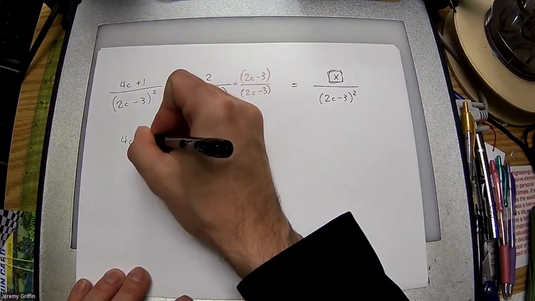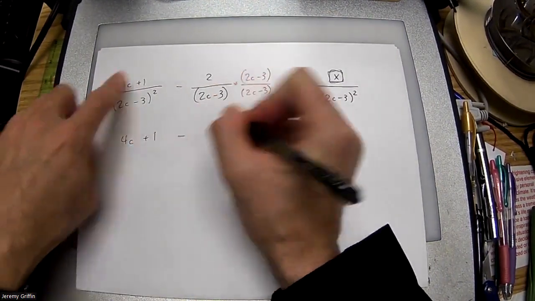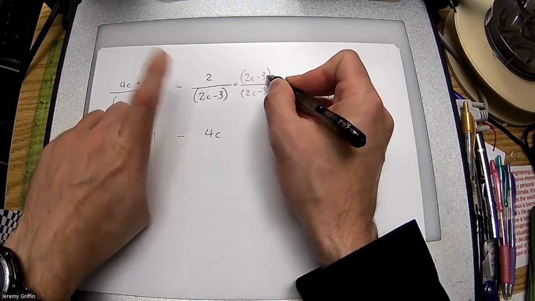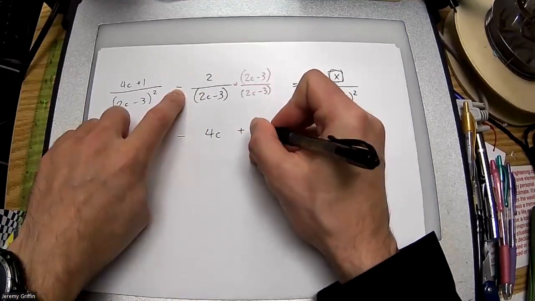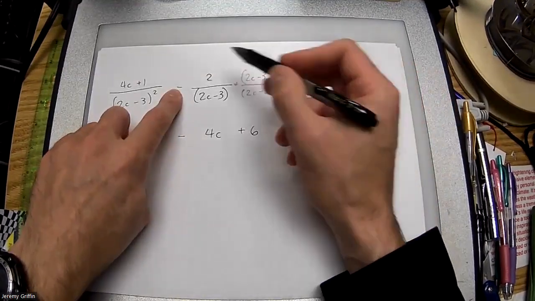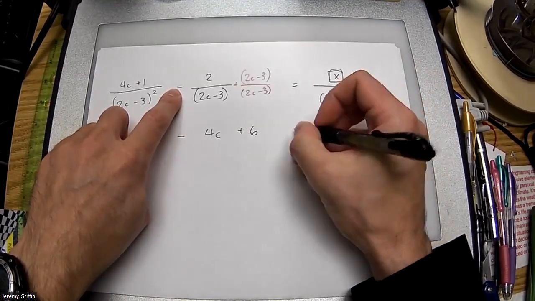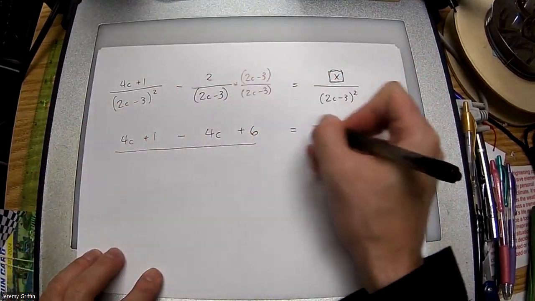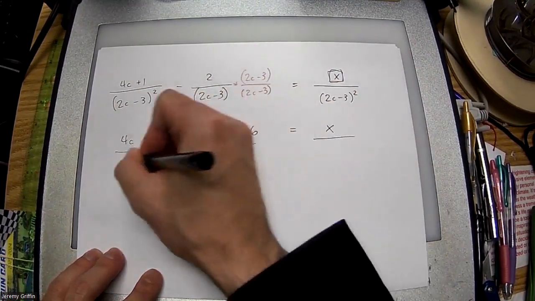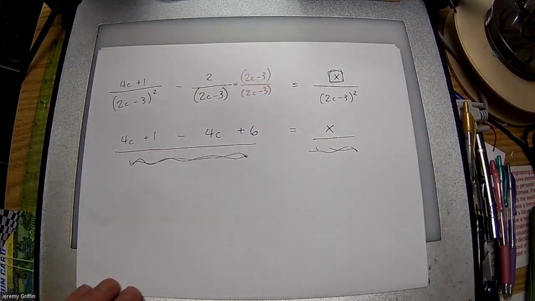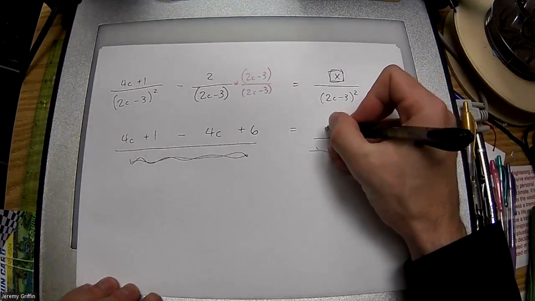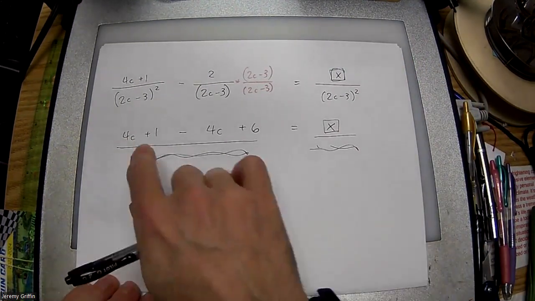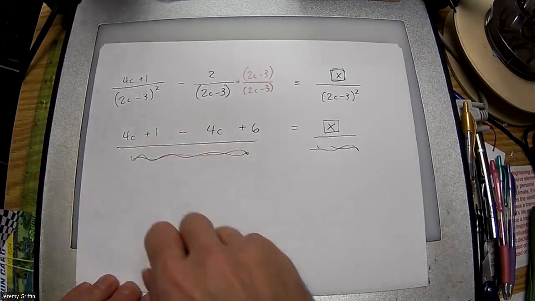So again, 4c plus 1 from here minus 2 times 2c, that's like 4c. 2 times negative 3 is negative 6, and I have a minus negative 6, so I'm going to call that a plus 6. Is that okay? Minus 2 times negative 3 is plus 6. I got an x over here. And now all these terms have the same denominator. But it doesn't matter what that is, because I can just focus on the numerator to finish it off. You guys got that premise? So all this scratchy scratch is just 2c minus 3 squared.